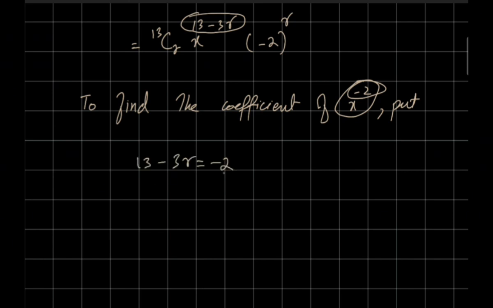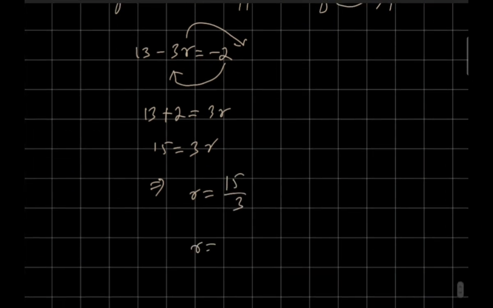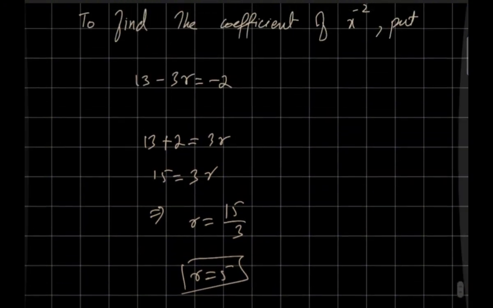So now take this term here and this term here. You will get 13 plus 2 is equal to 3r. So you will get 15 is equal to 3r. So r is equal to 15 by 3, so r is equal to 5. So we have to put r equal to 5 in the general term.